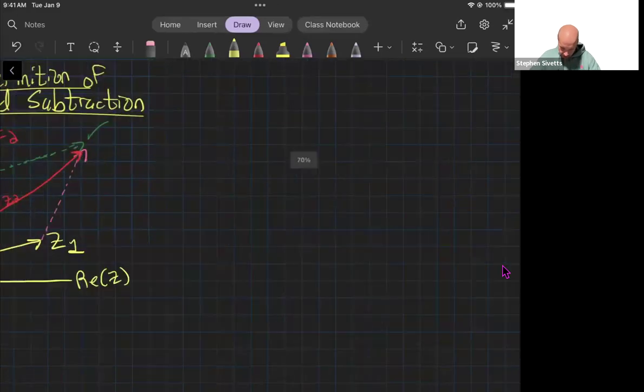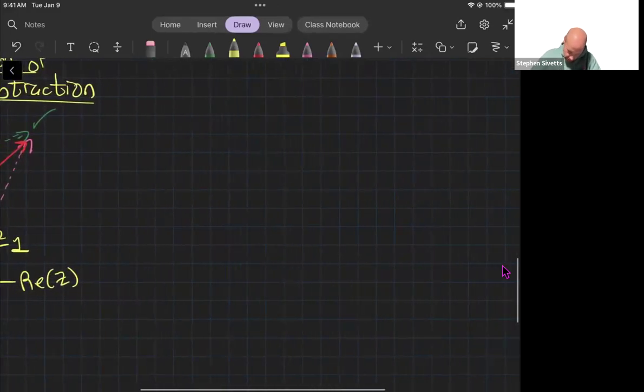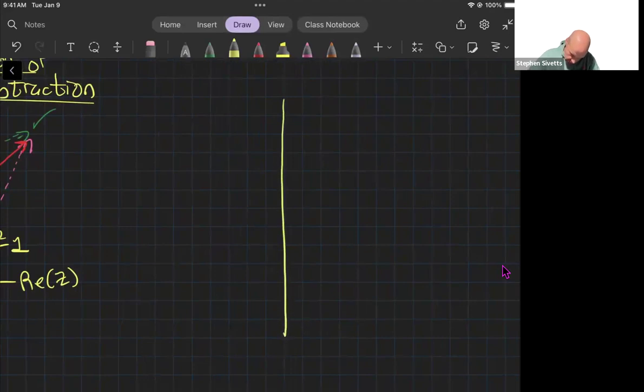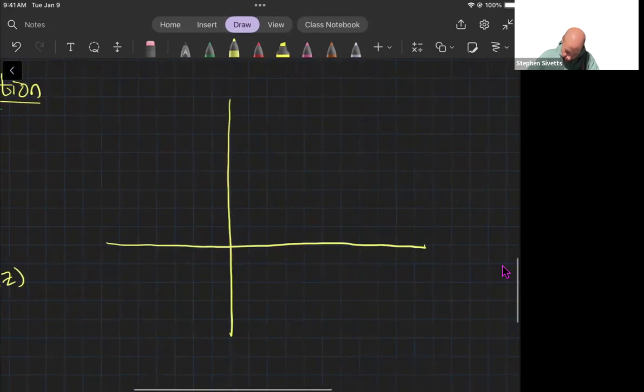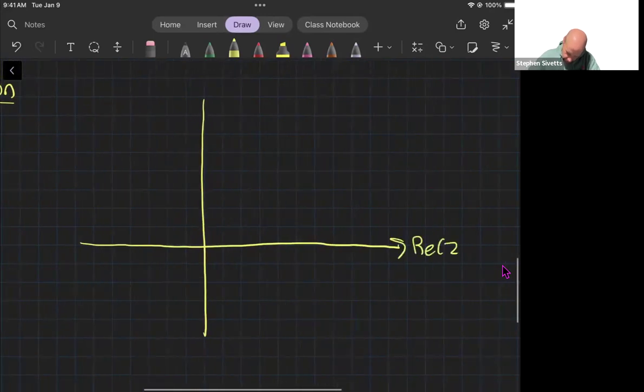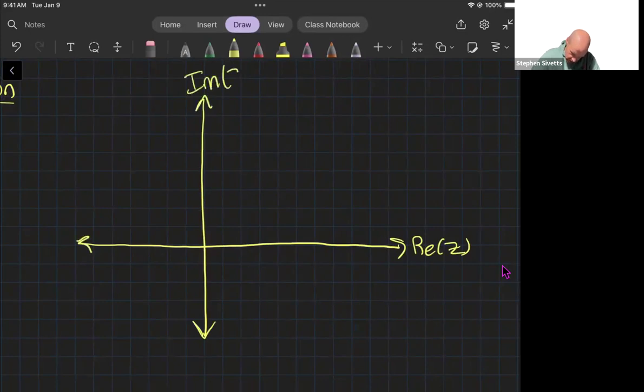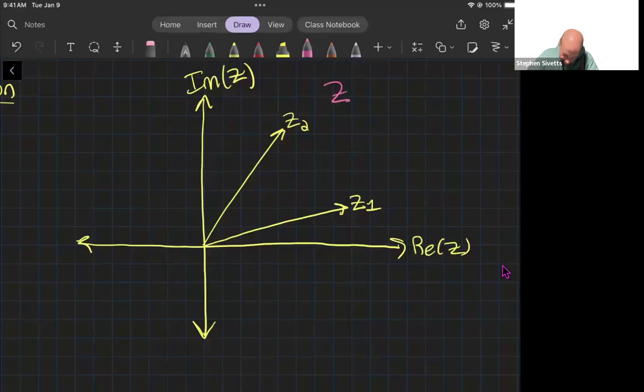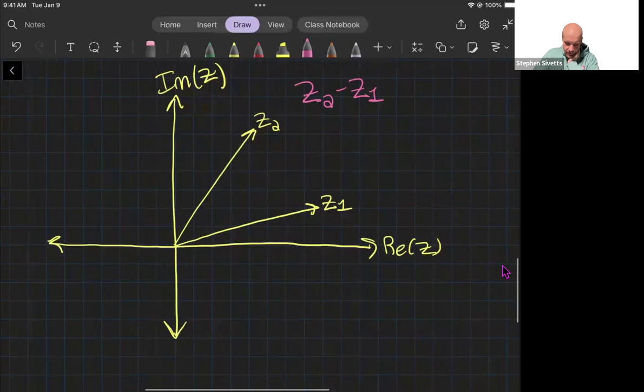And then for subtraction, it's the same concept, right? So if I have this complex plane right here, the real part of z, and this is the imaginary component of z. So if I have z1 over here, and then I have z2 over here, and I want to compute z2 minus z1, okay? So that is equivalent to writing out the vector addition z2 plus minus z1.